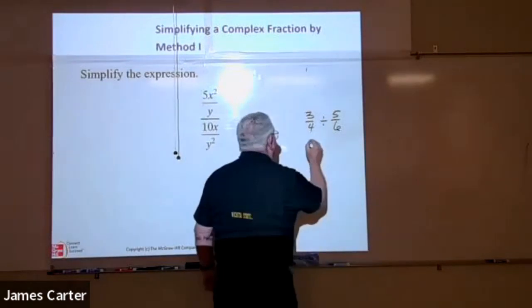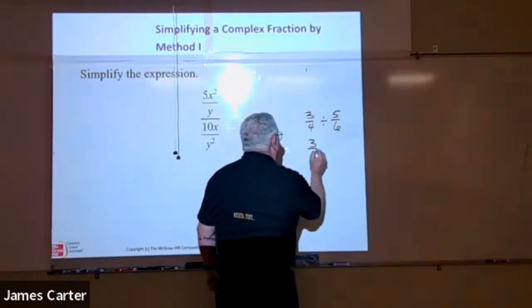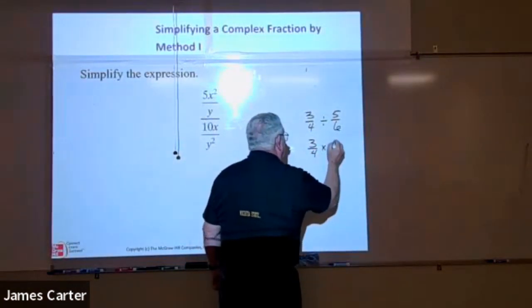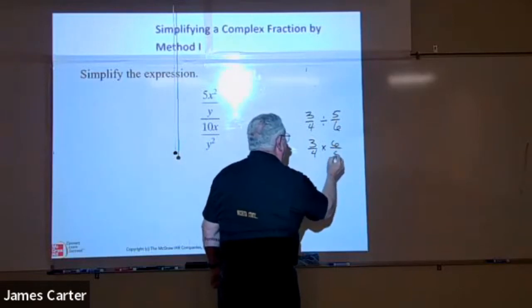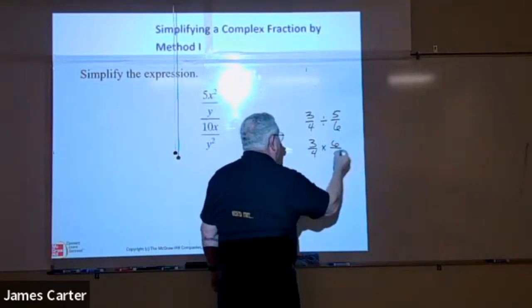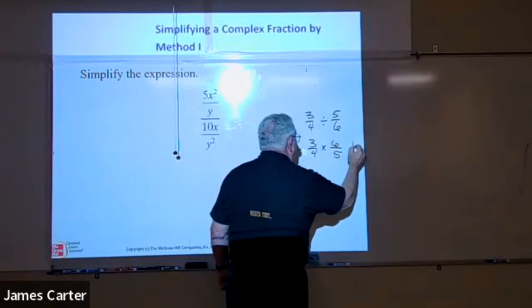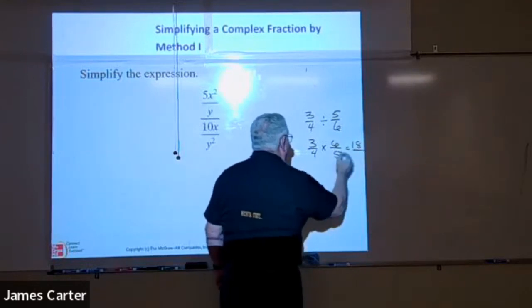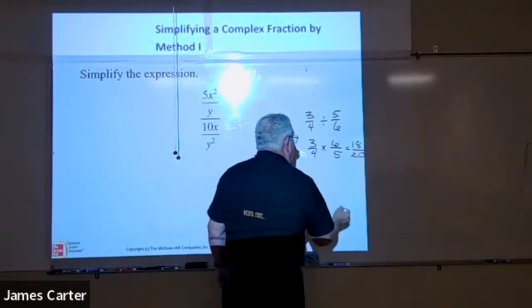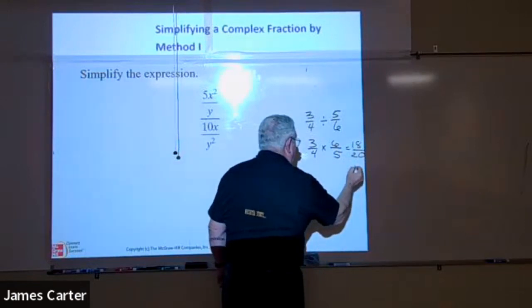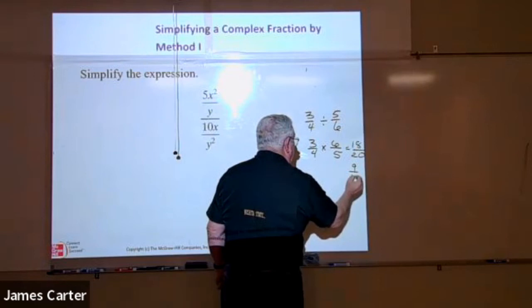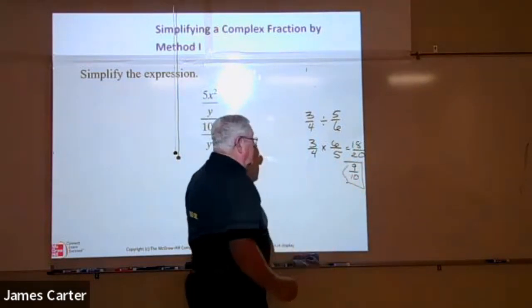Okay, so we're gonna flip it and change it to times. And then numerators times numerators, denominators times denominators, and reduce it if you can. Okay, 2 goes into both of those, so 9 tenths. Okay.